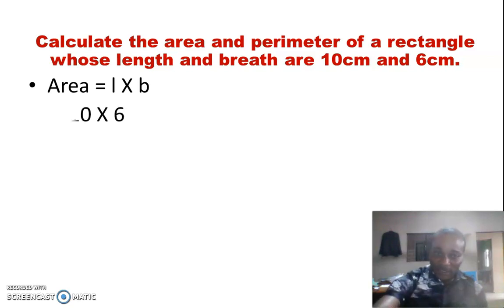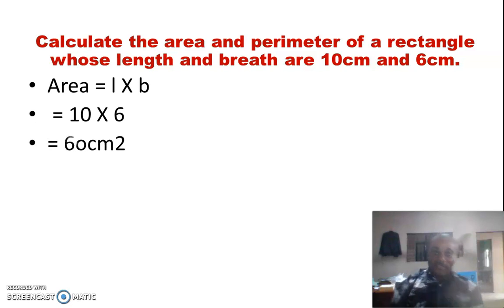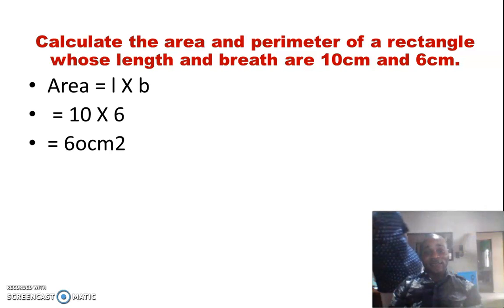That means to calculate it, you say what? 10 times 6. And it's going to give us 60 centimeter square. Now, the length and the breadth are the parameters given to us. For you to calculate the area, you need to state out the parameters. The length is 10 centimeter. The breadth is 6 centimeter. So therefore, using the formula, length times breadth, which is 10 centimeter times 6 centimeter, will give us 60 centimeter square.